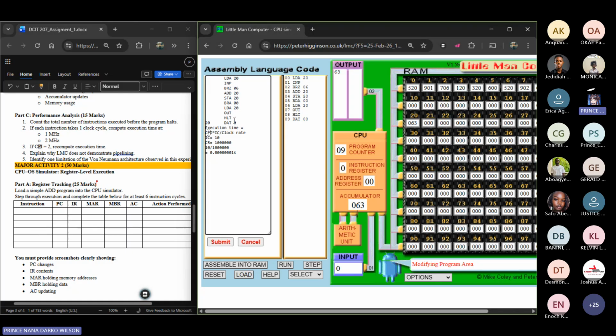All right, so we have CPI times the instruction count over clock rate. And instruction count is 10, clock rate is 1,000,000. For the second question, same formula, but this time, since the CPI has been given to be 2, it will be 2 times the instruction count all over the clock rate for the first one, so over 1,000,000. And then you do the same thing for the 2 megahertz: 2 times the instruction count all over the clock rate, which will be 2,000,000 this time. Is that clear?